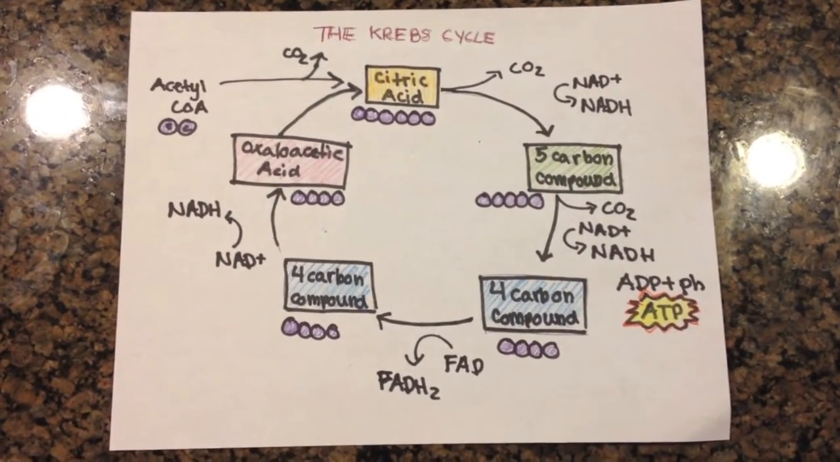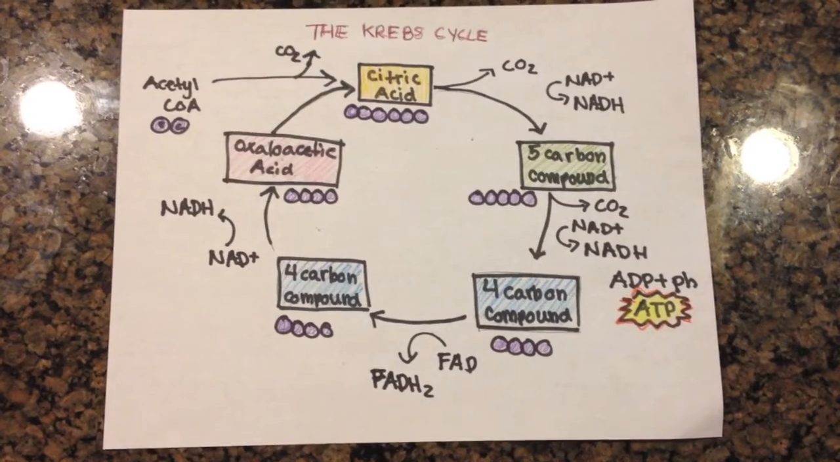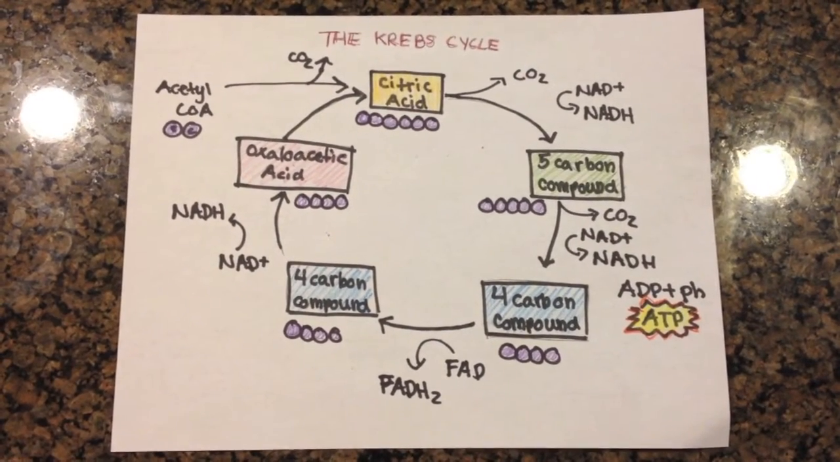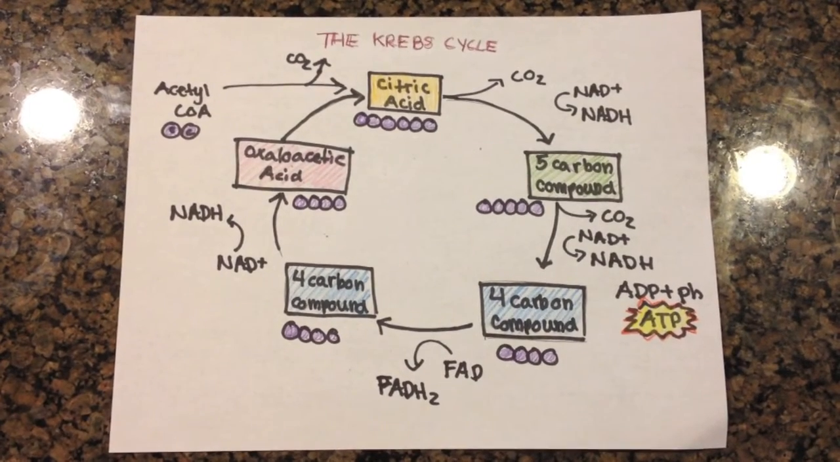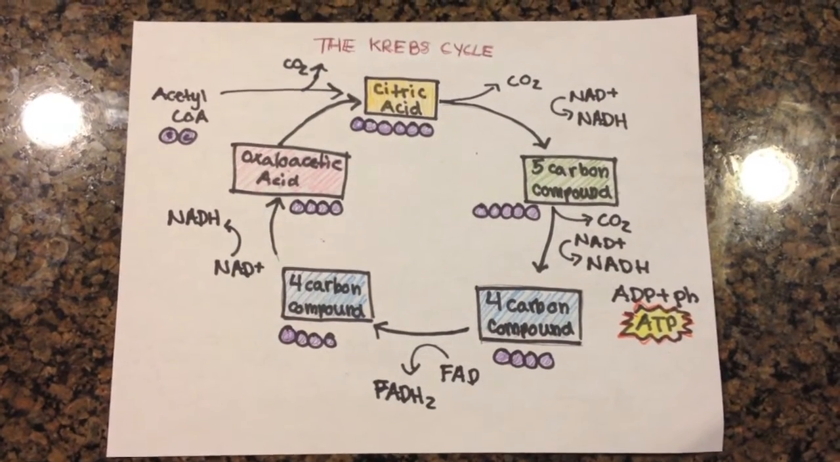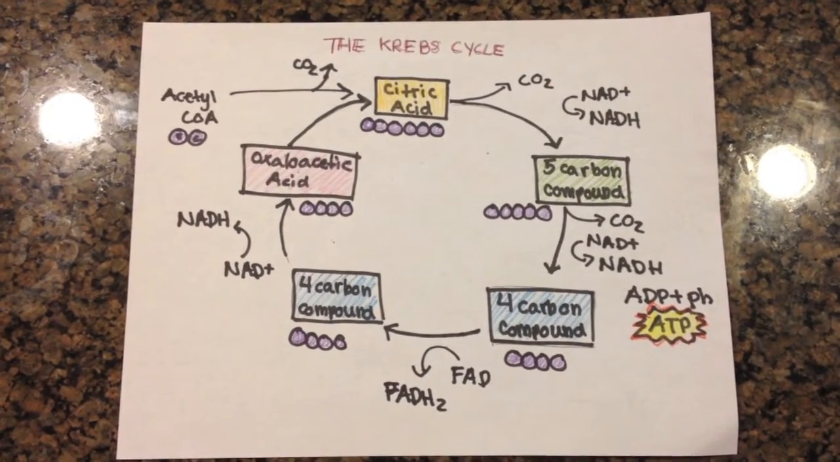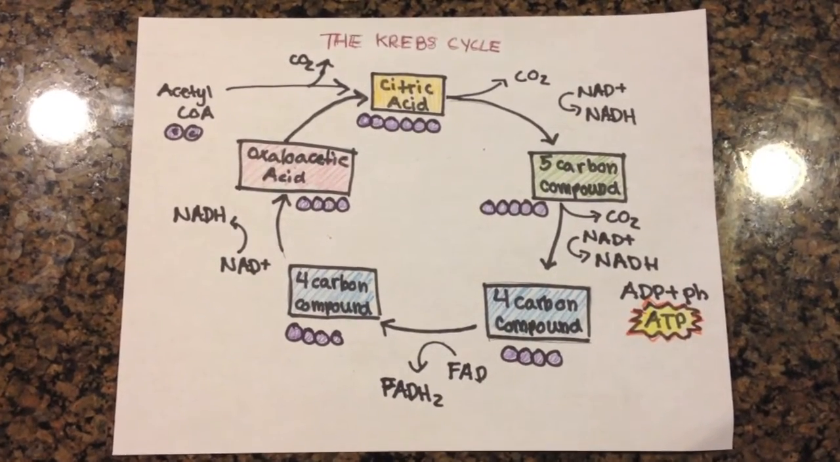Also, a molecule of ATP is synthesized from a molecule of ADP. Step 4. The 4-carbon compound loses a hydrogen to reduce FAD to FADH2. Step 5. The 4-carbon compound releases a hydrogen to remake oxaloacetic acid, which keeps the Krebs cycle going. Also, NAD+ is reduced to NADH in this step.